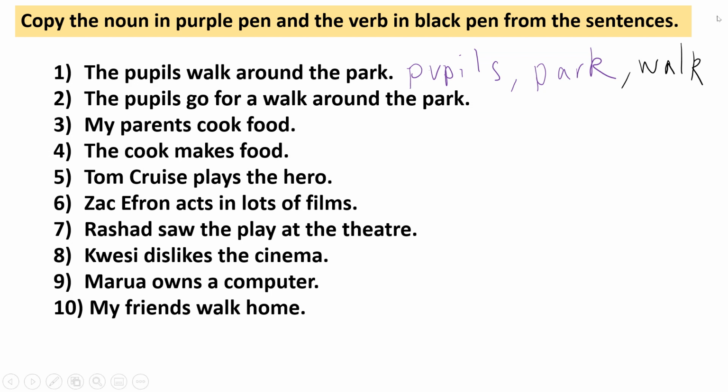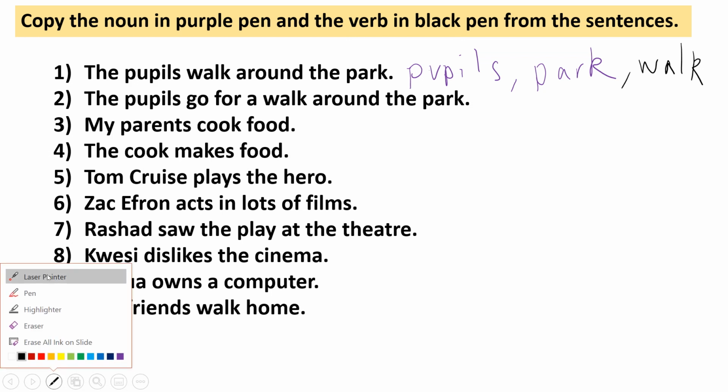I've done the first one for you, so copy that one down and then go through and do the same process for number 2 all the way to number 10. Remember, nouns in purple pen and verbs in black pen. Pause the video and complete this task now, please.